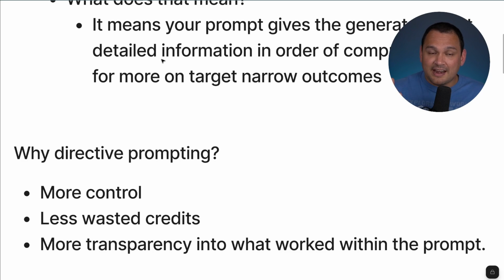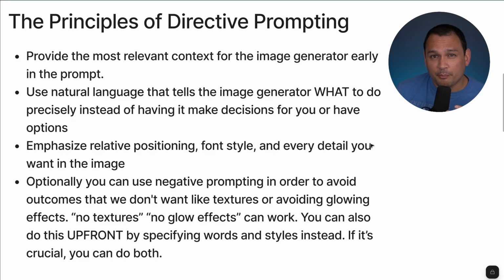The other thing that helps is that we get more transparency into what worked and didn't work within the prompt. It's much easier to feed this prompt to ChatGPT or Google AI Studio and ask why something turned out a certain way. And then you can take that bit and ask it to shift it to be more in line with what you want. Okay, so let's go over some of the principles of directive prompting for image generation.